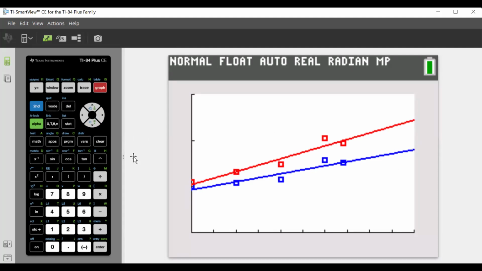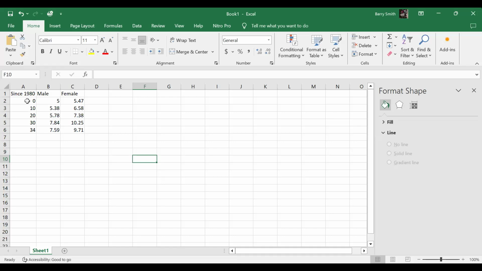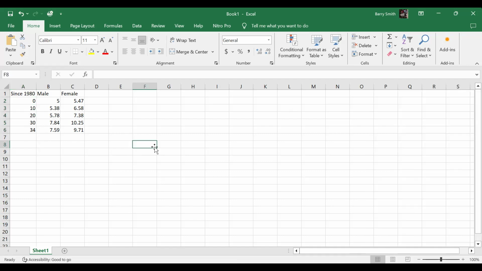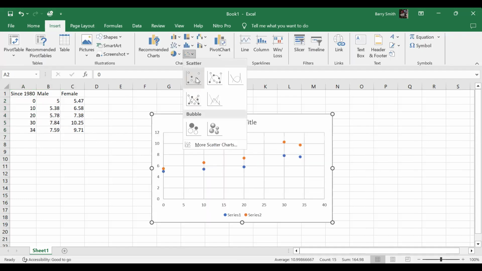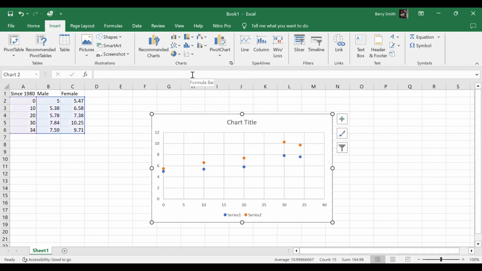Now with Excel, again, I've typed it in. And remember, we have to do it since 1980, so I converted it to 0 through 34 because that's how it needs to be done. And what we're going to do is highlight all the data. It's going to take the first column as X, then the next columns as the Y values. And we're going to say insert. We're going to choose a scatter plot, and I'm going to choose just the plain scatter plot.